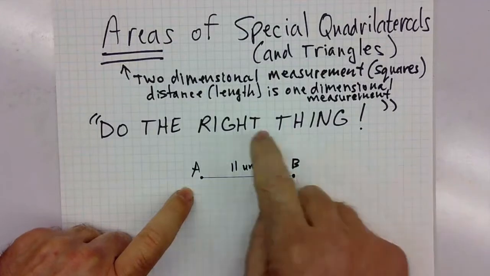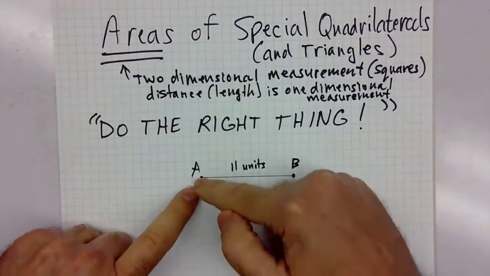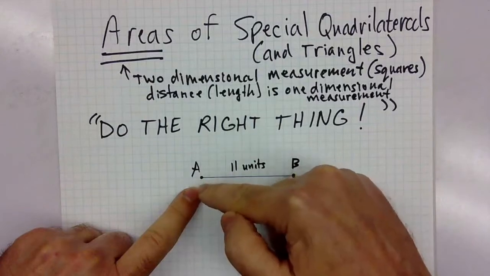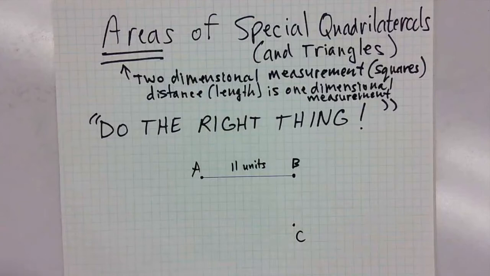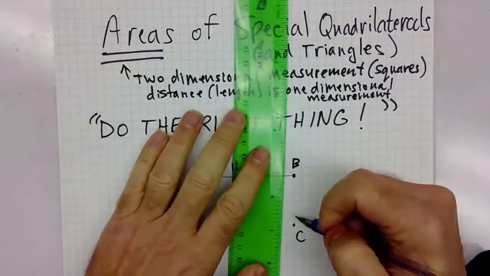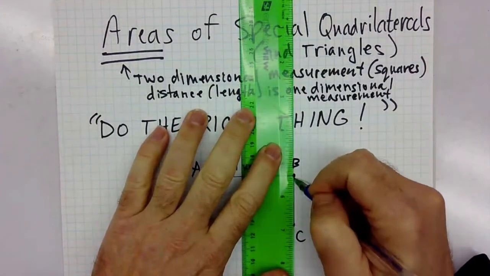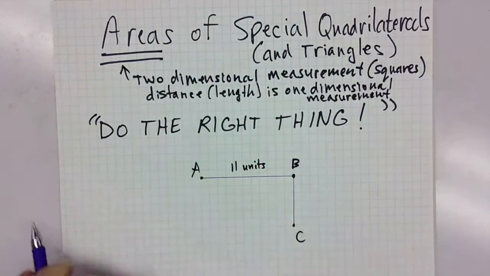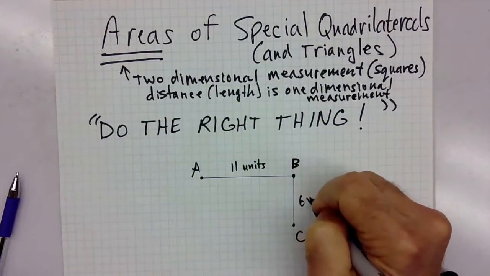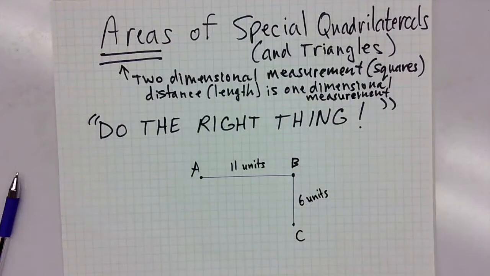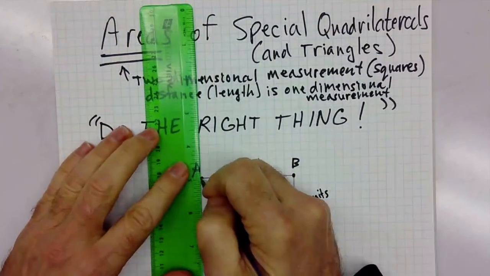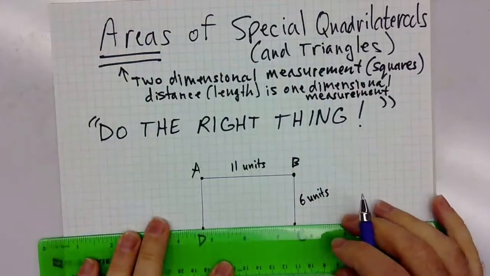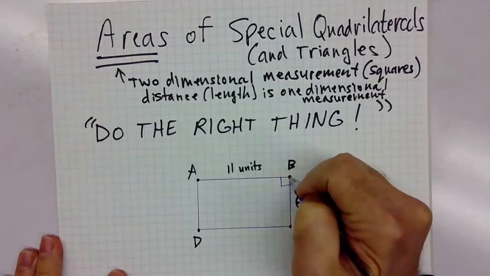So when I want to measure in two dimensions, then I'm going to measure in squares, for example. If I put point C down here, then I can measure. That is a one-dimensional measurement as well. 1, 2, 3, 4, 5, 6. So that's 6 units, right? But then what am I going to do? I can turn that into a rectangle, which is a two-dimensional figure, and I can find the area of this two-dimensional figure by measuring squares, right?